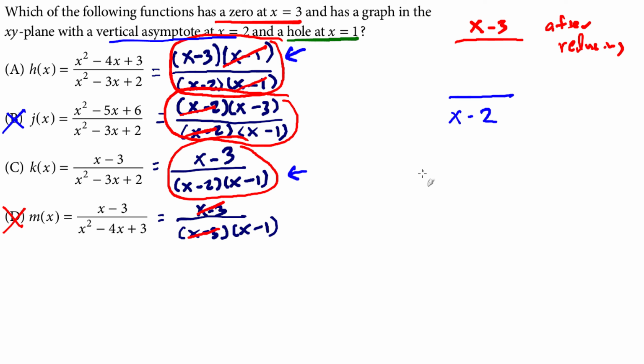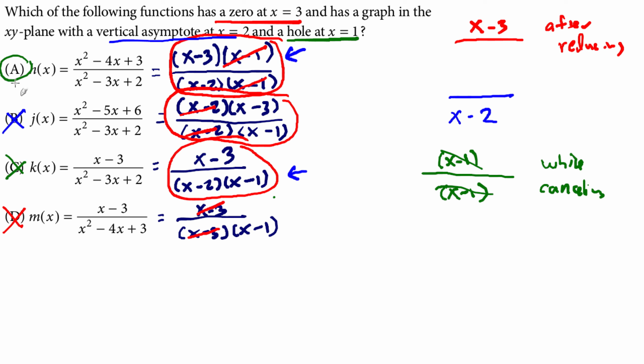And let's finish it off with a little bit of finding a hole at x equals 1. So while canceling, I need x minus 1 and x minus 1 to cancel, and I need to have no more x minus 1 in the denominator after that. I see that I still have an x minus 1 in the denominator for C. That means I have a vertical asymptote at x equals 1 for that, whereas the x minus 1's cancel in choice A, so our answer is A.